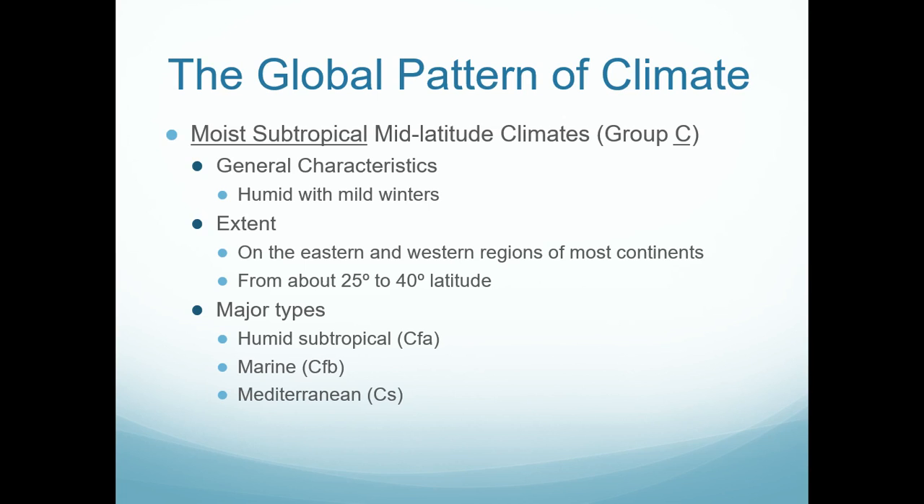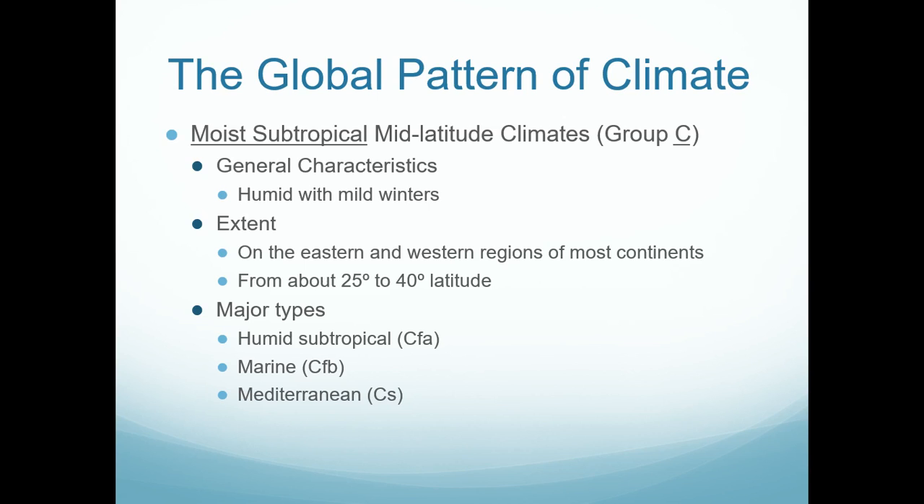They're usually found either on the easternmost regions or westernmost regions of the continent. So California, Florida, Carolinas, these would all be considered Group C climates. There are multiple Group C climates. They are probably one of the most diverse climate groups that we have.